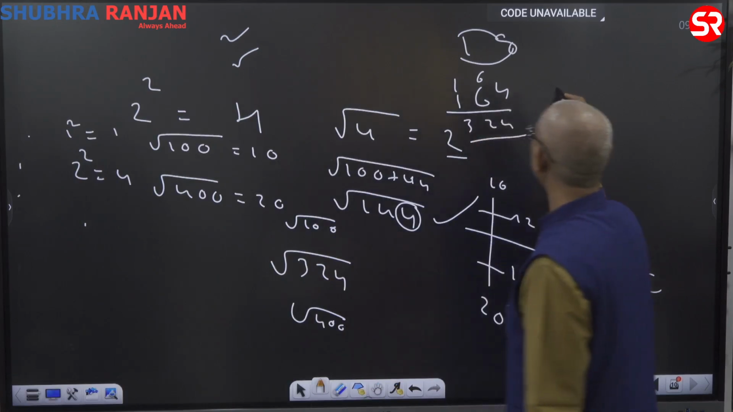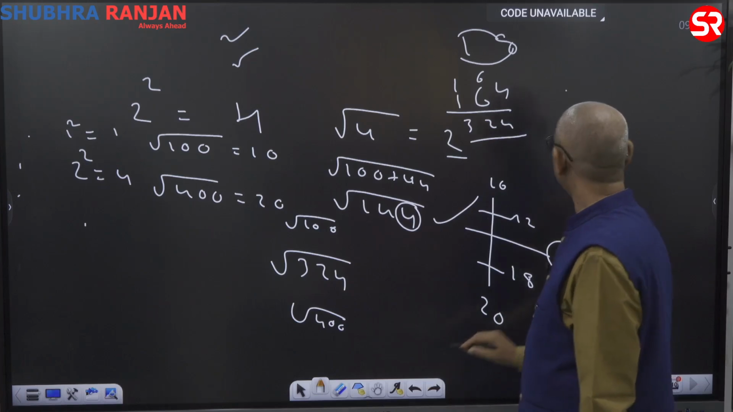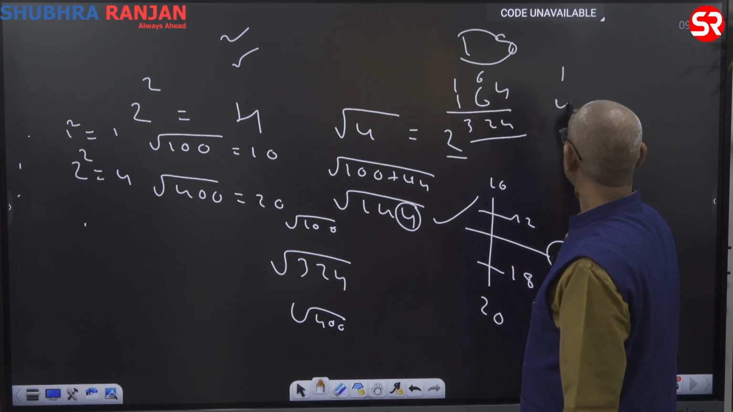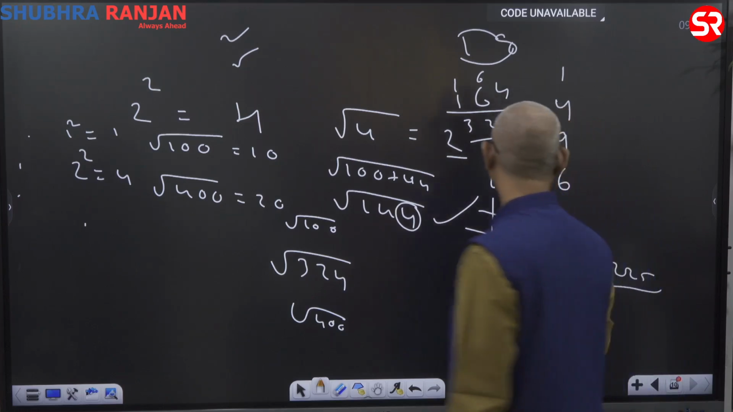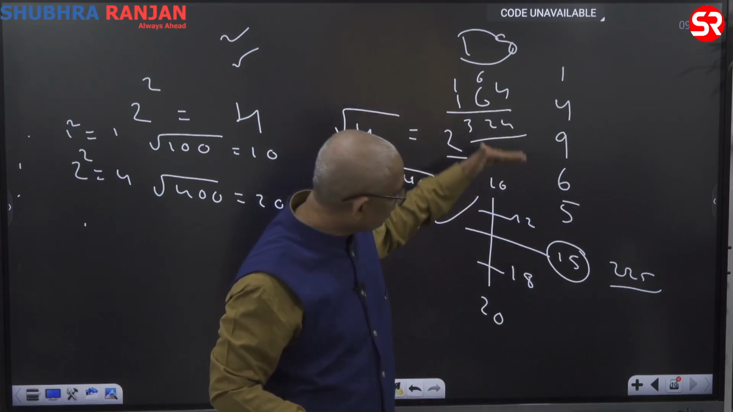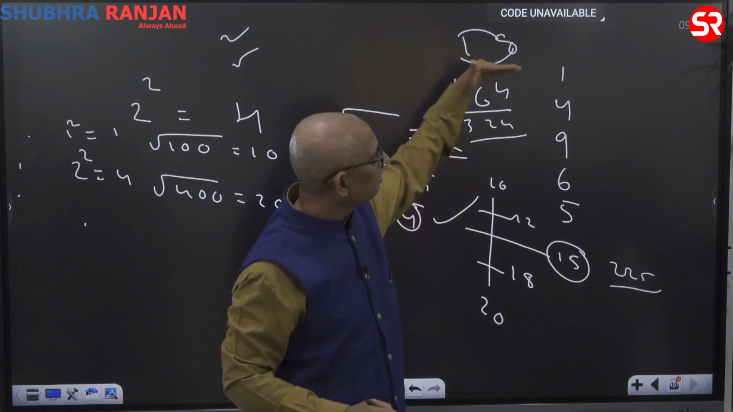Tell me the unit digit of 1 square. Tell me the unit digit for 2 square. Unit digit for 3 square. Unit digit for 4 square. Unit digit for 5 square. Unit digit for 6 square. Unit digit for 7 square. Unit digit for 8 square. Unit digit for 9 square.